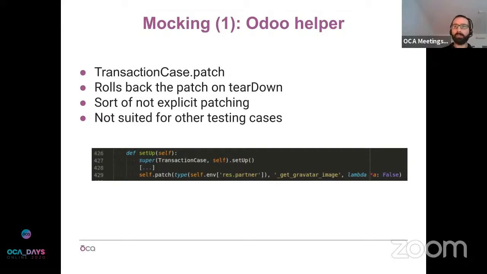And as you see in this example, Odoo core is using it, for instance, to patch the get gravatar image on the partner, which is going to call an external service. And you really don't want this when you run your tests on your CI.